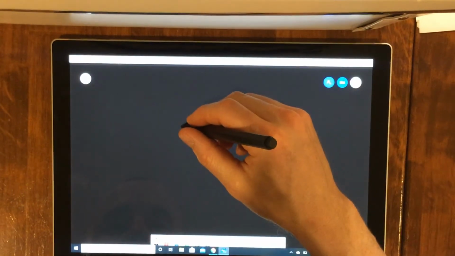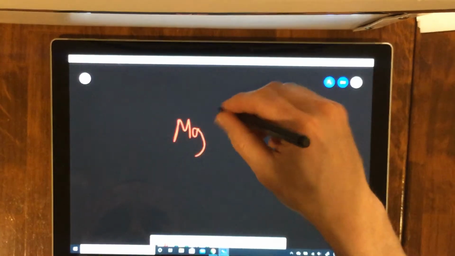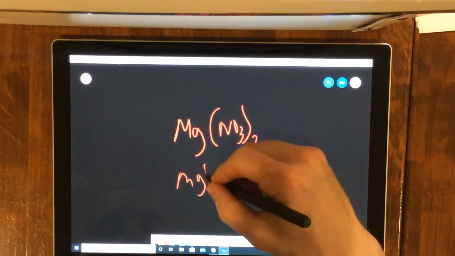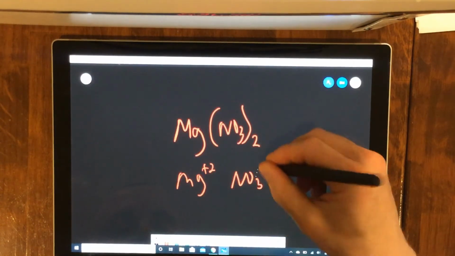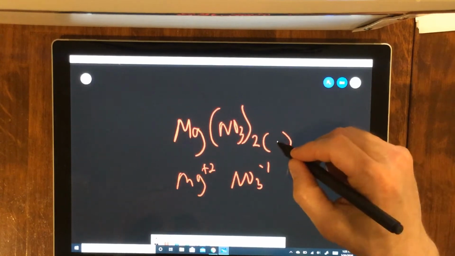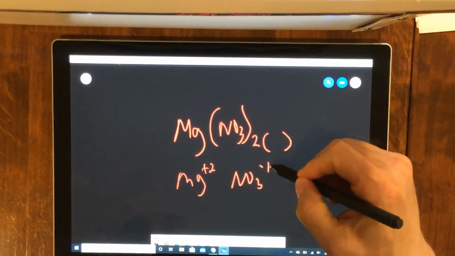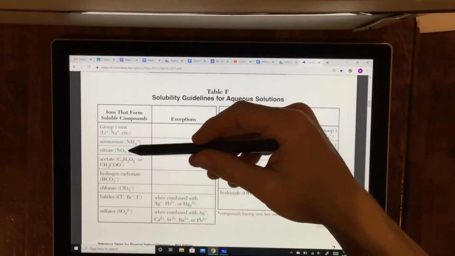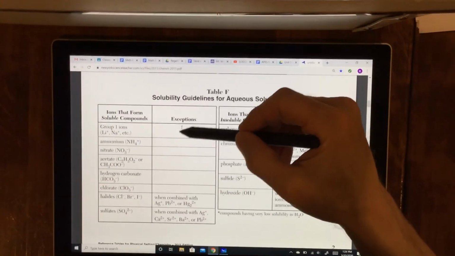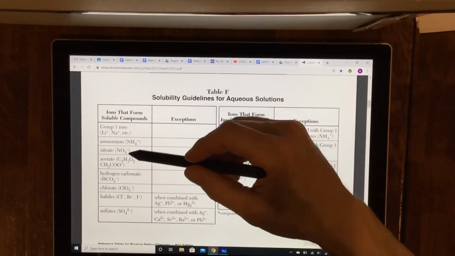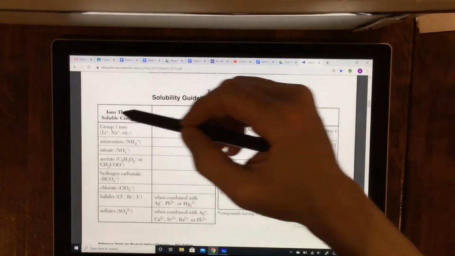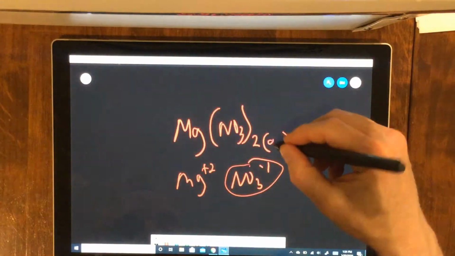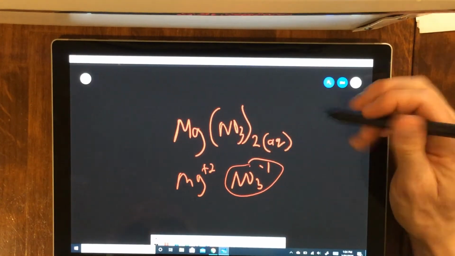What if we had Mg(NO3)2? Mg is plus 2, NO3 is minus 1. And we're trying to figure out AQ or S. Again, we look up the NO3 minus. And it is right here. Here's NO3 minus. It's soluble, and there are no exceptions. That means NO3 minus, if it's in a compound, it's soluble. Period. There's no exceptions. It's always soluble. That one's an easy one. That's AQ. You see NO3, it's always AQ.